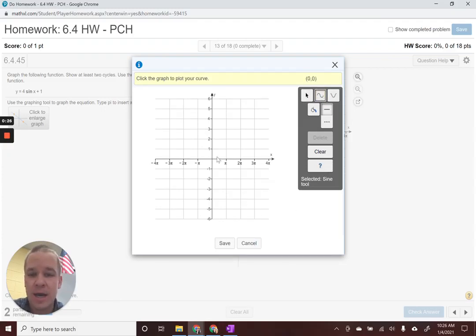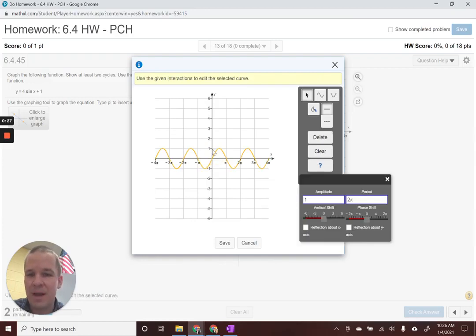All right. Now, if I click on that graph, it puts up my parent function for the sine function, right? Now my amplitude. Well, what's my amplitude in this one? Well, I have that 4 out in front there, so that would be my amplitude. So I'm going to put 4 for my amplitude. Did my period change at all? No, it's still 2 pi, right? We haven't dealt with too many period changes yet, but if there was a number inside the sine function, then we have to deal with that.